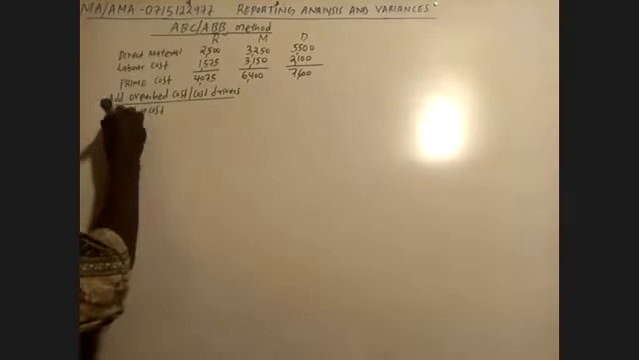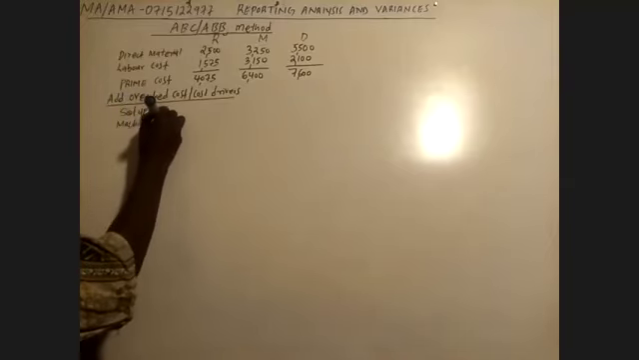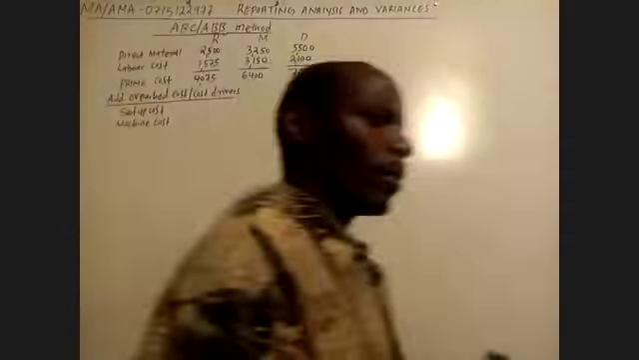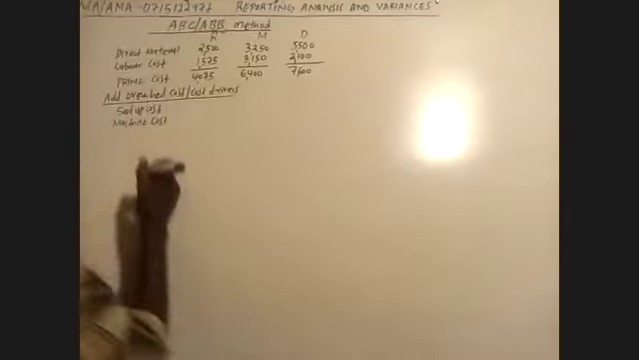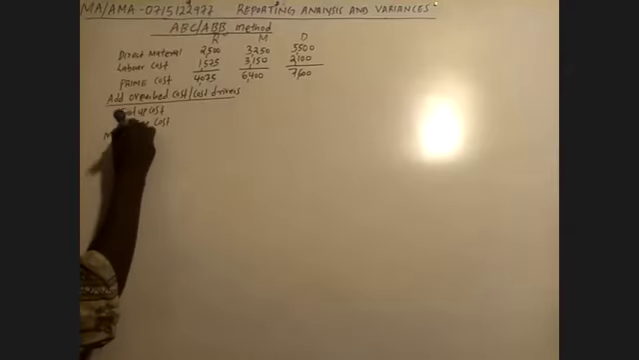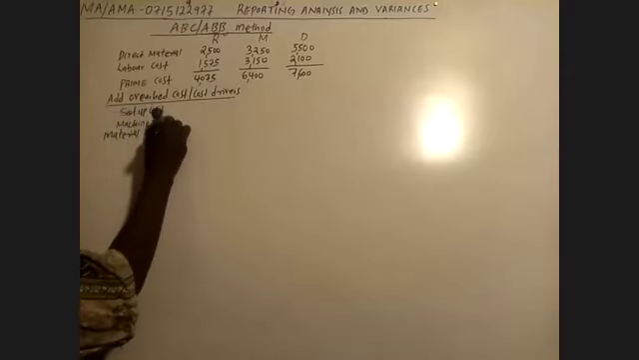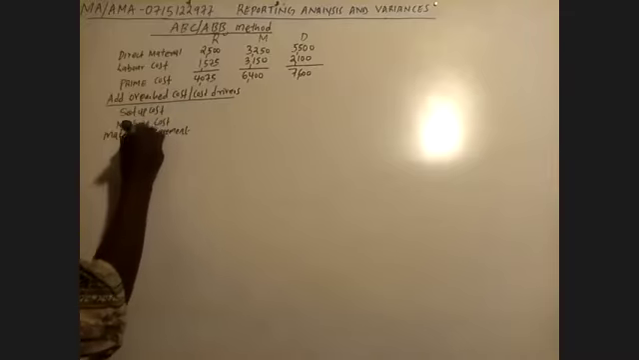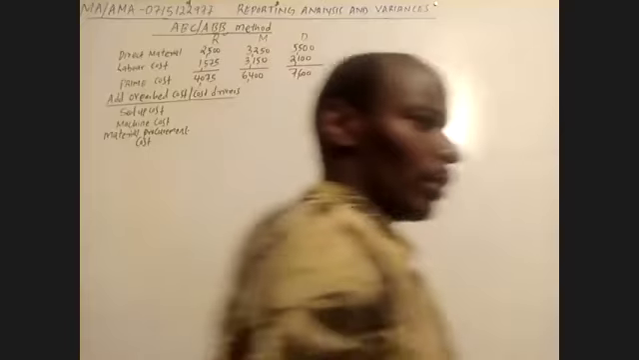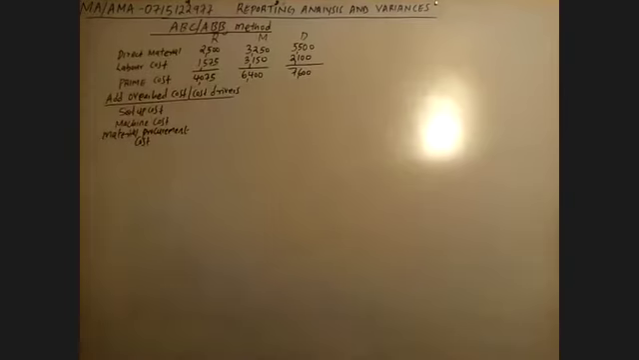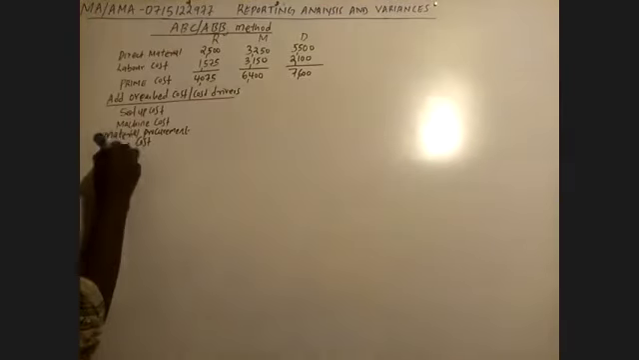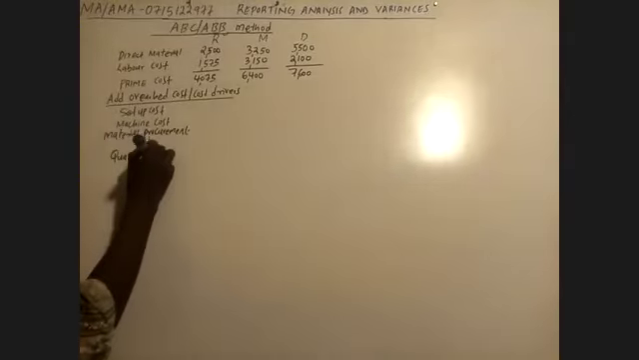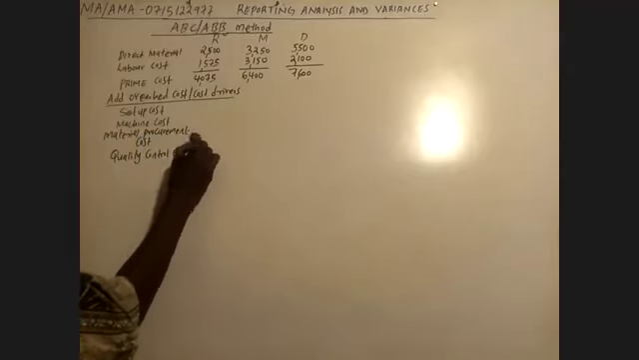Kutoka machine cost, kuna material procurement cost. Alafu tumalizie na quality control cost. So we have the prime cost.